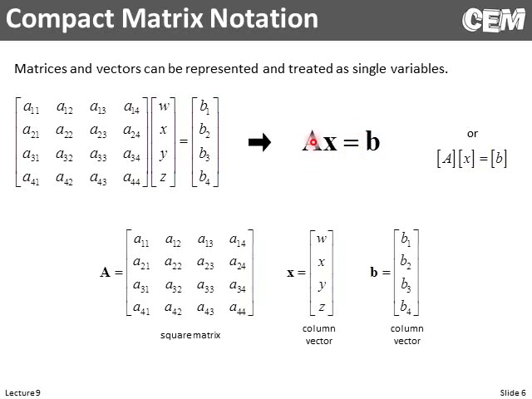So given this compact notation, I can write my A as just this big coefficient matrix. X is the column vector of the unknowns, and B is the column vector of the constants on the right-hand side. So X and B are column vectors, lowercase, bold. A is a big square matrix, uppercase, and bold. And so that's the notation we'll use throughout this course, in fact.